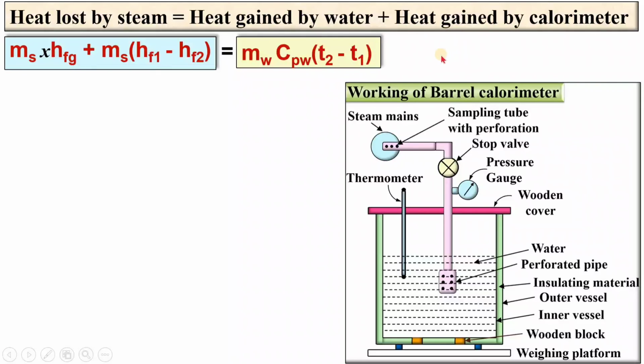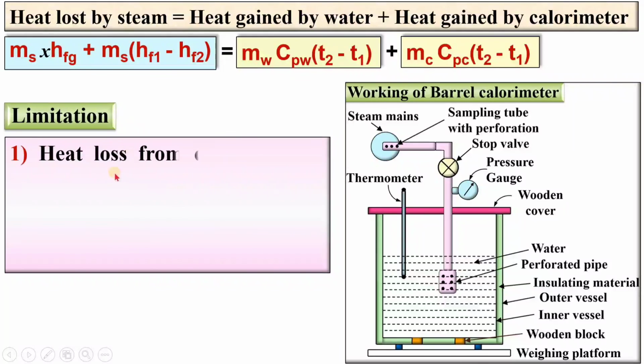Next, heat gained by the calorimeter is once again m Cp delta T. This is the change in temperature of the calorimeter. Cpc is the specific heat of the equivalent calorimeter, and mc is the mass of the calorimeter. So with the help of that, you can find the dryness fraction of the steam.